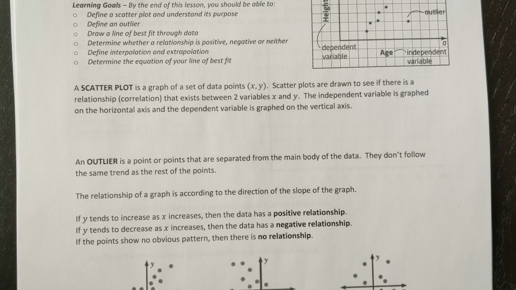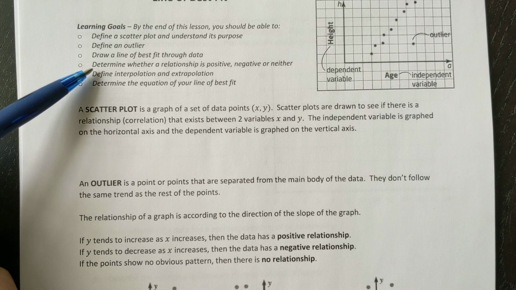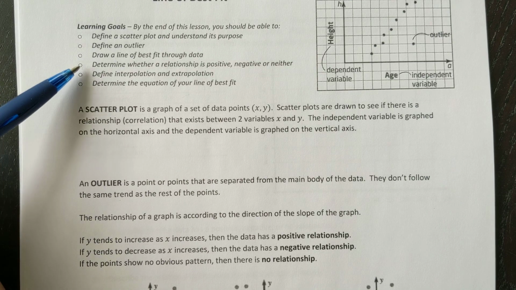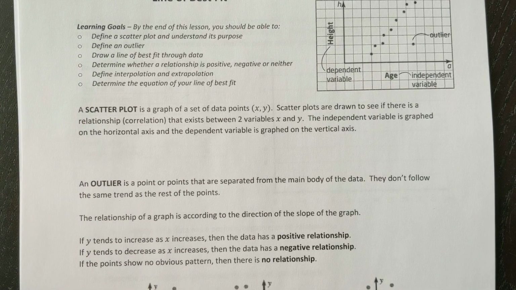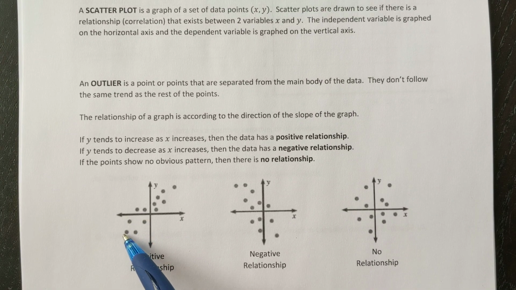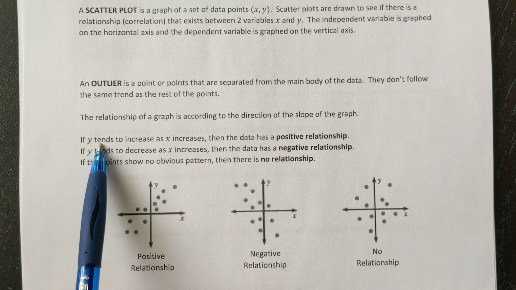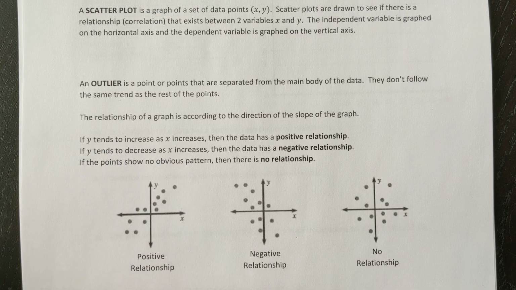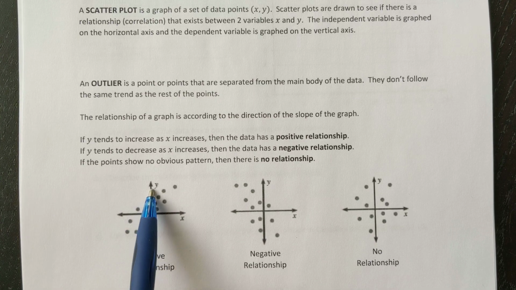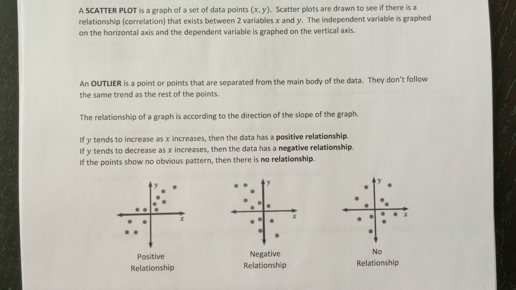So that brings us to this right here. Determine whether a relationship is positive, negative, or neither. We're just going to skip the draw line of best fit for now, but determine whether a relationship is positive, negative, or neither. So if we take a look at this right here, if we have some data points and they tend to follow this trend, we would say if y tends to increase as x increases, so as x gets larger, y tends to get larger as well, then the data has a positive relationship.